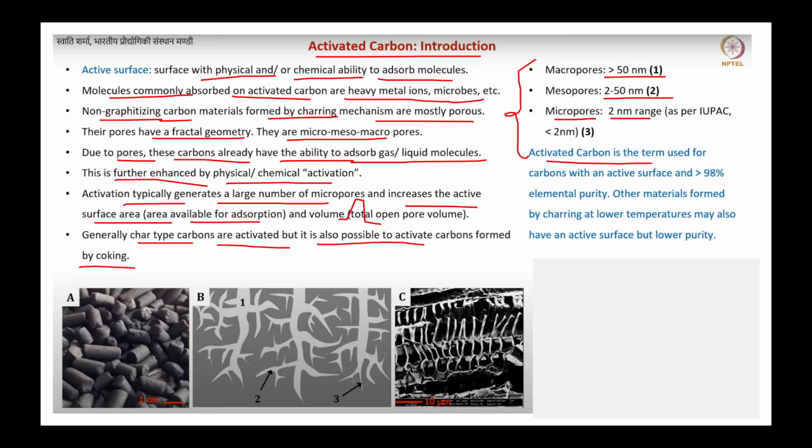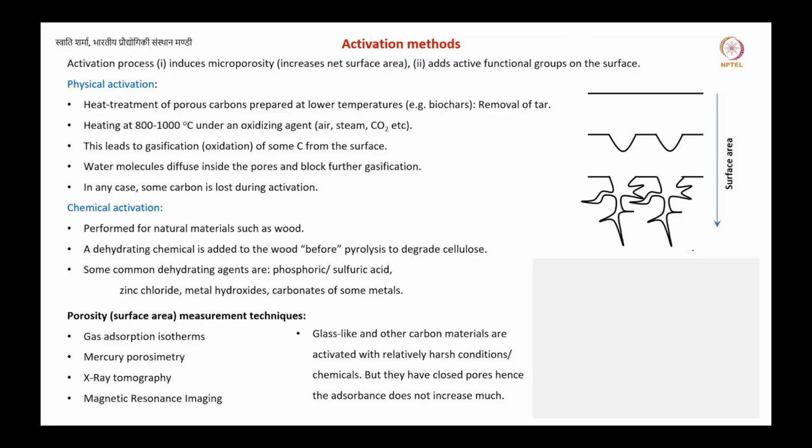So activated carbon is the term used for carbons with an active surface and greater than 98% element purity, and other material formed by carbonizing at lower temperature may also have an active surface but lower purity. So this is something where your activated carbon can be used.